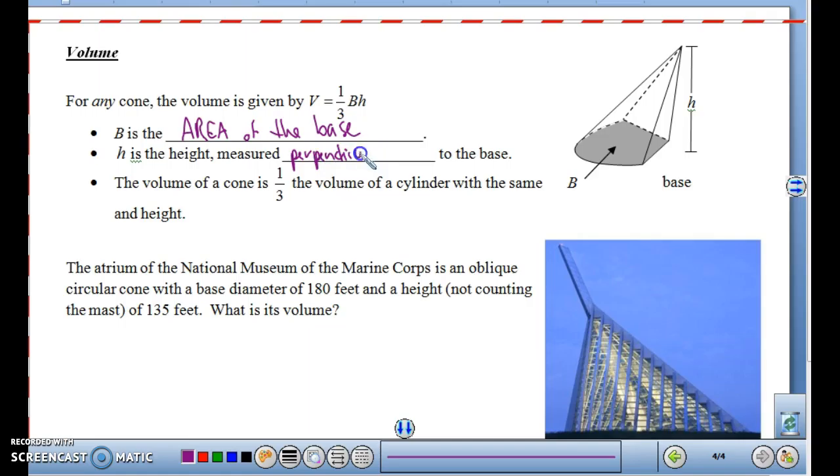So if it's a right cone, then it would be straight up and down. If it's not, it's from the vertex to the base, and it would be perpendicular. And notice the volume of the cone is 1/3 the volume of a cylinder with the same base and height. So basically, a cone comes to a point and it loses 1/3 of the volume of a cylinder.